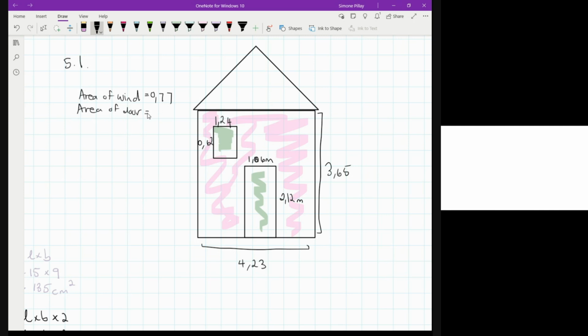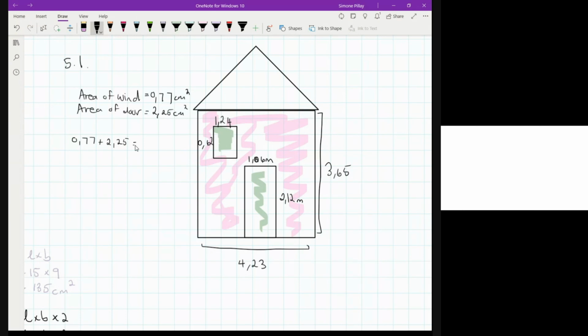It would have been 1.06 multiplied by 2.12, and I am getting 2.25. Did you get these same answers? Yes, ma'am. Cool. Now we want to know what fraction of the whole wall this door and window is. So what you want to do is add them up. You're going to say 0.77 plus 2.25, and that is going to give us what?